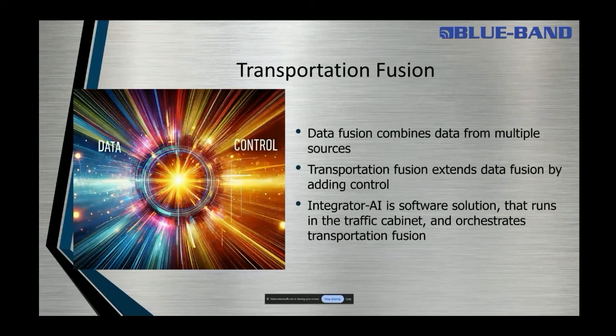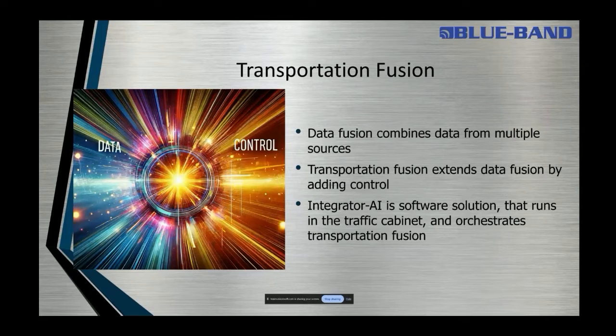So let's talk about transportation fusion. Starting with data fusion, a concept that US DOT has been trying to get agencies to adopt. If you're not familiar with what data fusion means, here's a quick example. Imagine you want to gather analytics on jaywalkers. The first thing you need to consider is what kind of information is needed to detect jaywalking. First, you'll need to know where the pedestrians are. Then you'll need to know what state the ped indication is in.